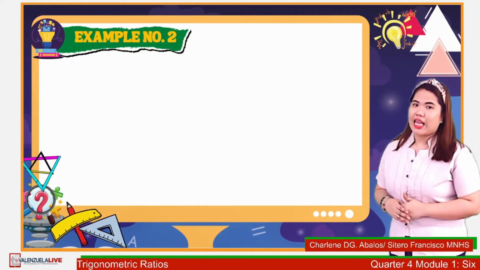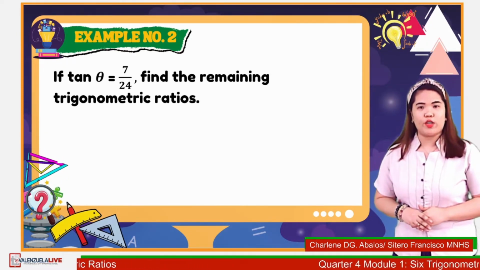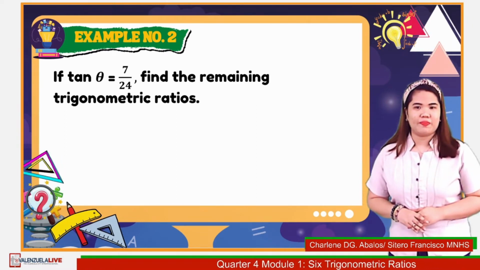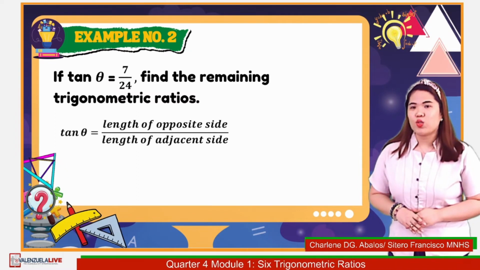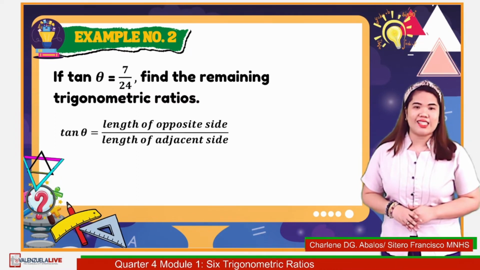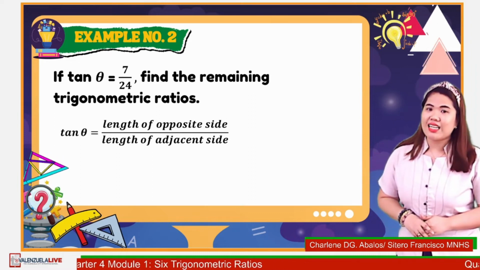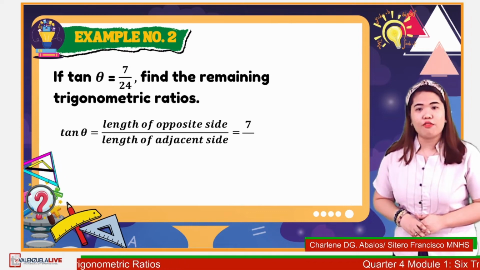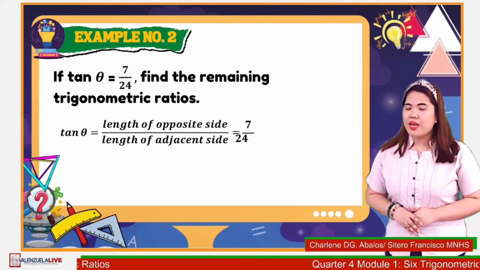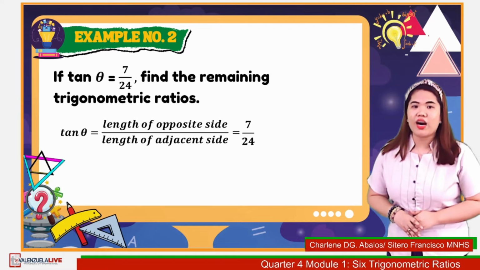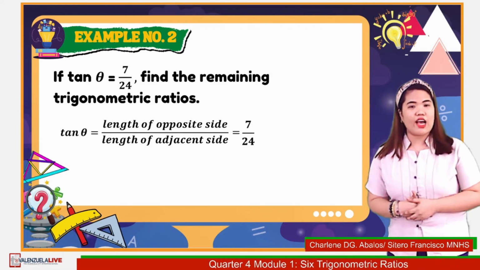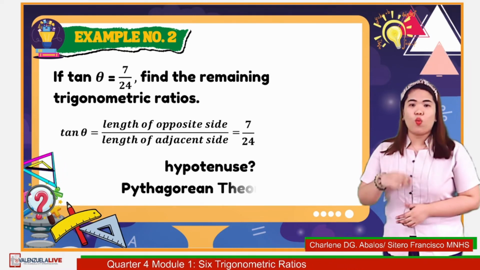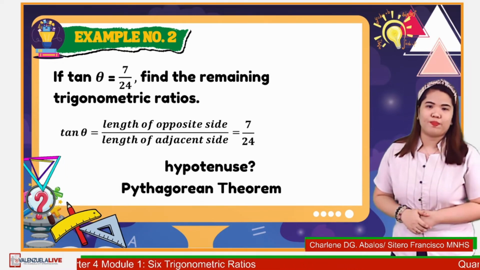If tangent theta is equal to 7 over 24, find the remaining trigonometric ratios. Since tangent theta is equal to opposite side over adjacent side, then opposite side has a length of 7 and adjacent side has a length of 24. The missing here is the length of hypotenuse. To get the length of hypotenuse, we will use the Pythagorean theorem that was discussed last quarter.